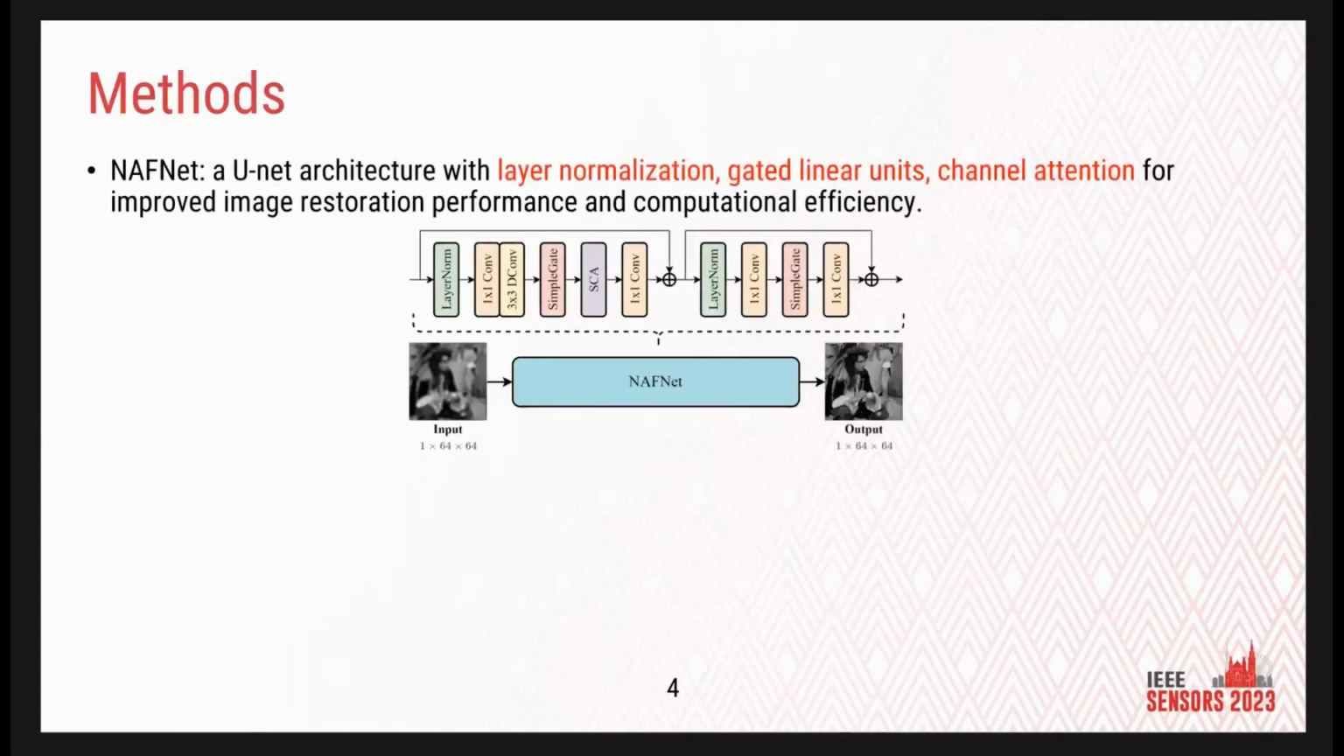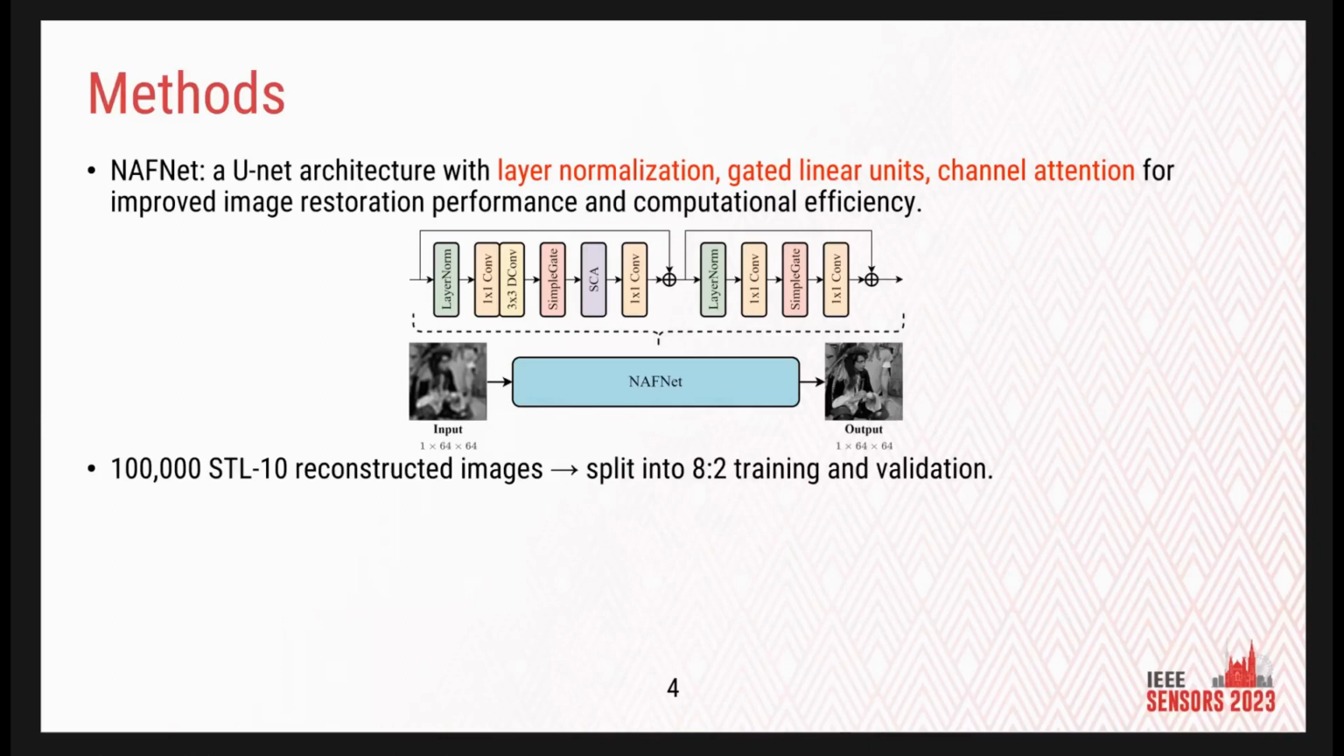The adopted CNN model is a nonlinear activation-free network called NAFNet. NAFNet is a standard U-Net architecture with layer normalization, gated linear units, and channel attention for improved performance and efficiency. To train NAFNet, we use the reconstructed 100,000 single pixel images from the STL-10 dataset and split them into portions of 8 and 2 for training and validation sets. We use bilinear interpolation to downsample the images to a resolution of 64 by 64 to satisfy the requirement of Hadamard single pixel imaging for a power of 2 image resolution.